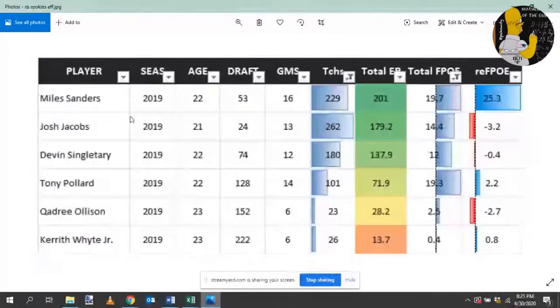So you see Miles Sanders, Josh Jacobs, Devin Singletary, Tony Pollard, and these two guys who, honestly, I think I've seen their names, but I've got no idea who they are. But they've played in 6 games, and they got 13 and 28 expected points overall. So they really aren't crossing that expected point threshold or opportunity threshold. Either way, they were efficient overall. And as was David Montgomery, by the way, but he cycled out of this list for a few other reasons.